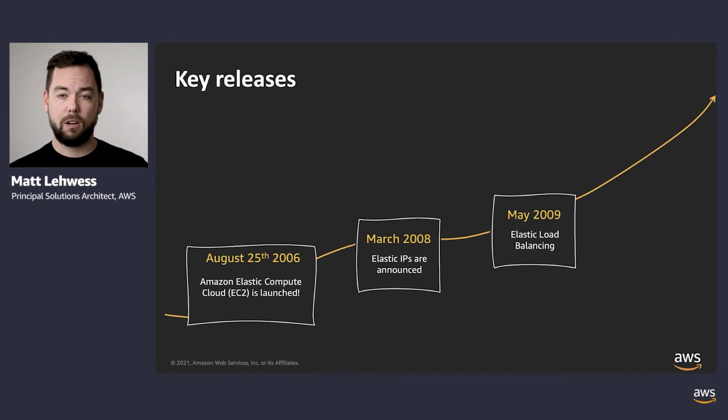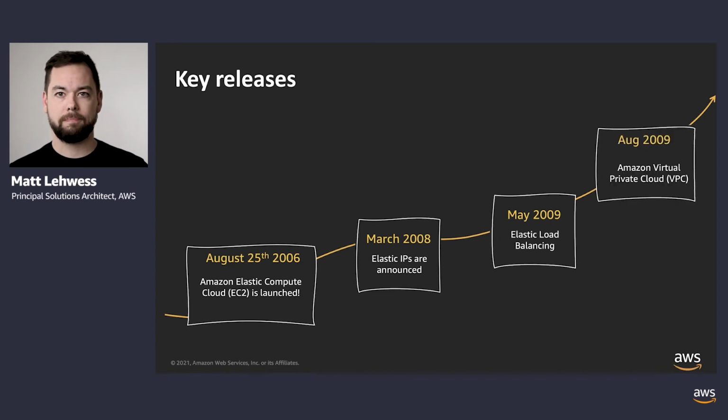In May of 2009, Elastic Load Balancing was released. And so if you think about what makes up the cloud or what makes up AWS deployments, the ability to auto scale and horizontally scale your infrastructure is immensely important. And so Elastic Load Balancing didn't come along until 3 years after EC2 was actually announced.